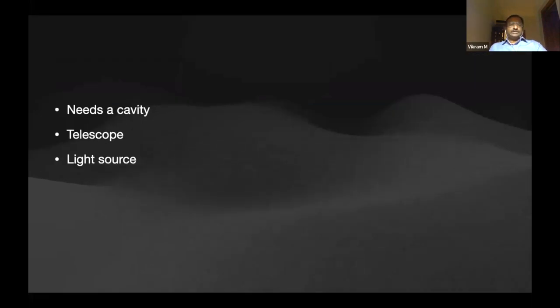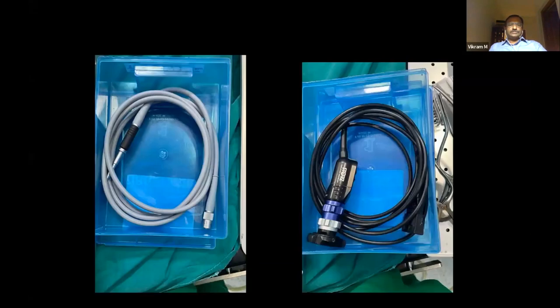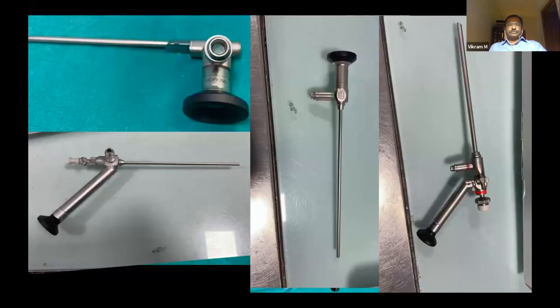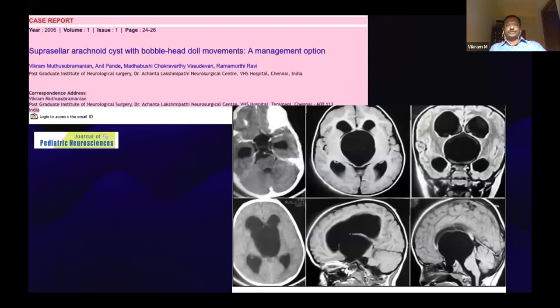Neuroendoscopy needs a cavity, the telescope, and the light source. We have various endoscopes: the 0-degree scope for transnasal endoscopy, 25-degree scope for spine, and 6-degree scope for brain endoscopy, and a 25-degree scope with a larger diameter for foraminoscopy. However, for tumor surgeries, except the foraminoscopy scope, all the rest are being used.